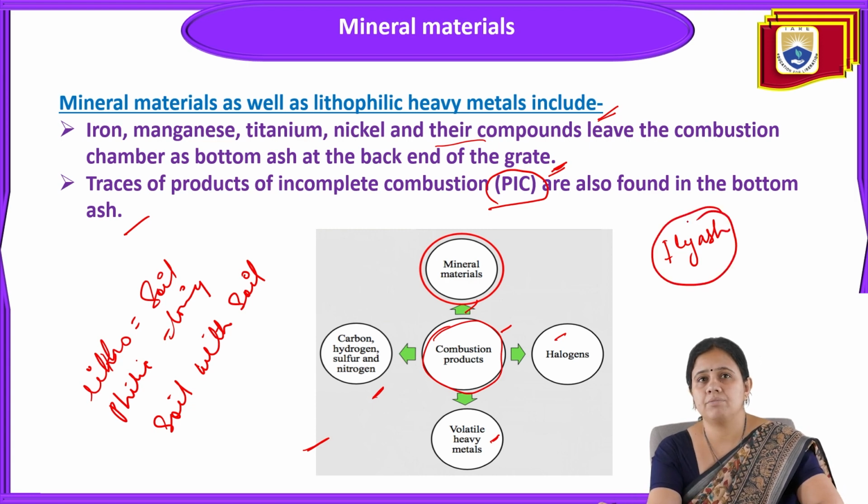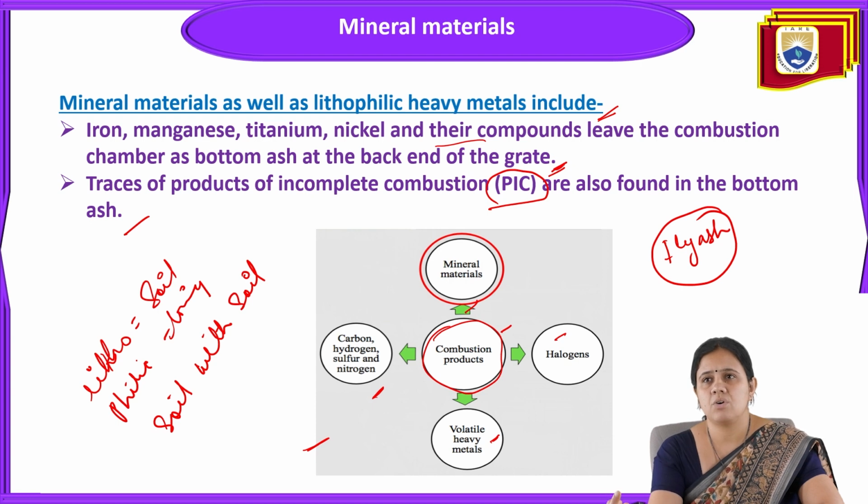This type of trace of products of incomplete combustion is also found in the bottom ash. So see, this is a picture of combustion products. The combustible material will burn, and first it will make mineral materials, then halogens, sometimes volatile heavy metals, and sometimes carbon, hydrogen, sulfur and nitrogen. So four groups are there.